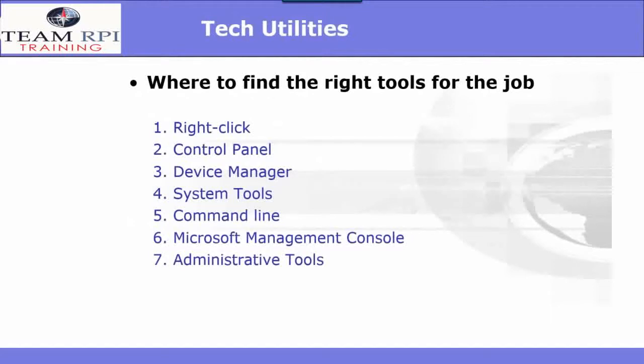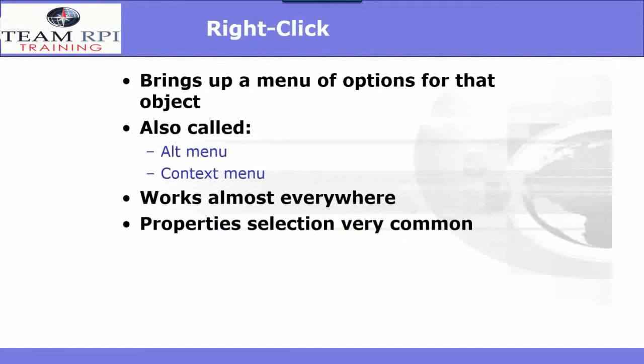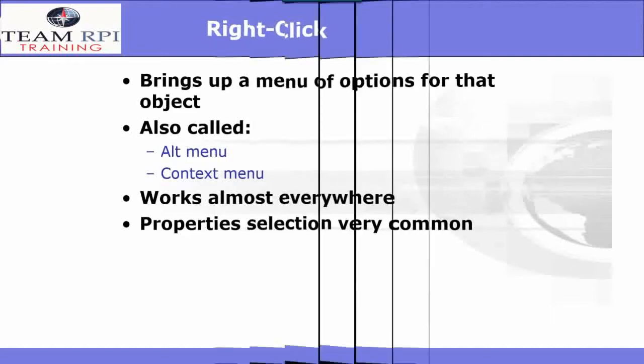So, where do you find the right tool for the job? The seven most important tech utilities are the right-click, the Control Panel, the Device Manager, the System Tools, the command line, the Microsoft Management Console, and Administrative Tools. With the right-click, it brings up a menu of options for that object. It works almost everywhere. From the right-click, you'll most often select the Properties selection.